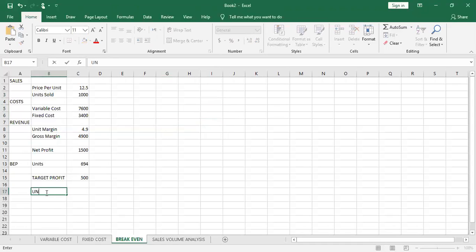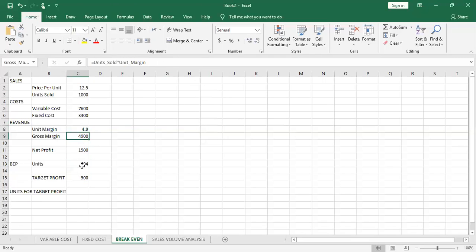So, unit for target profit. Let me start here. How many units are we supposed to sell to be able to make a target profit of this? You see, all these cells have been named already, but this target profit is not named, so I'm going to name it.